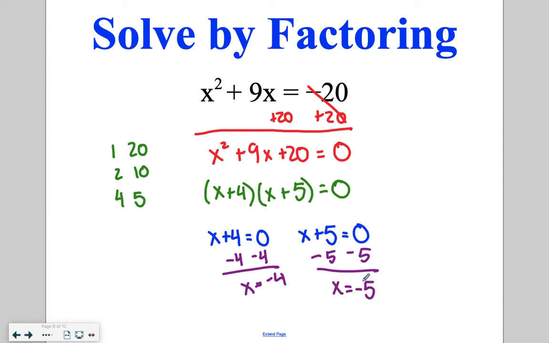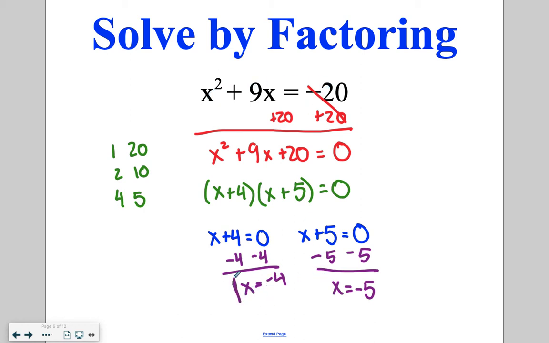Now, when you want to check your work, you can plug these answers back in. So if I do negative 4 squared, I get positive 16 plus 9 times negative 4, which is negative 36. 16 plus negative 36 is negative 20. If I plug negative 5 back in, negative 5 squared is 25, plus 9 times negative 5 is negative 45. 25 plus negative 45 is again negative 20.